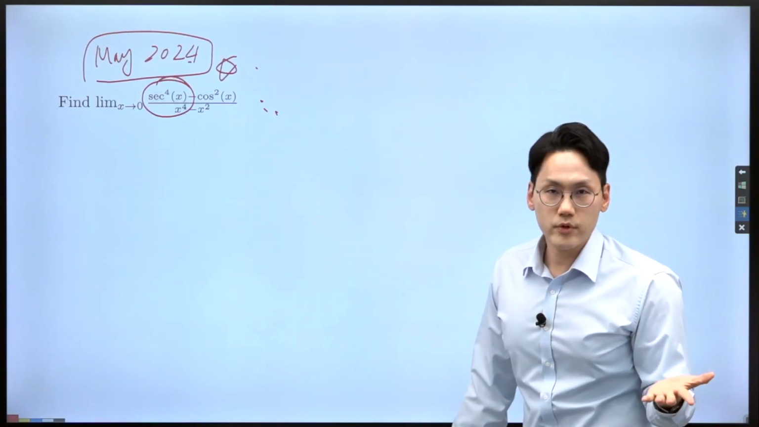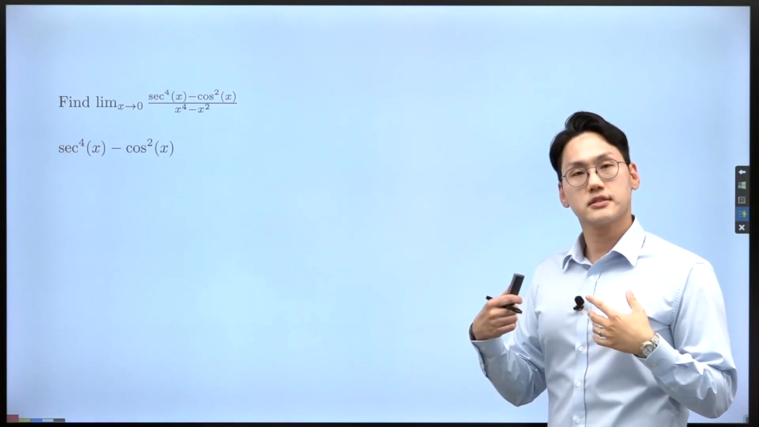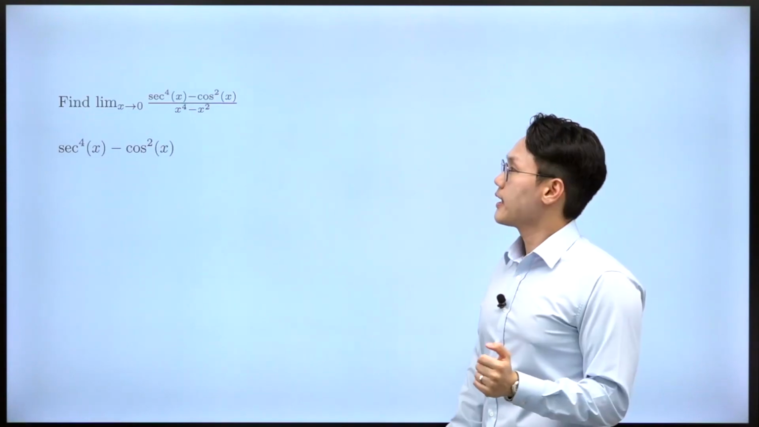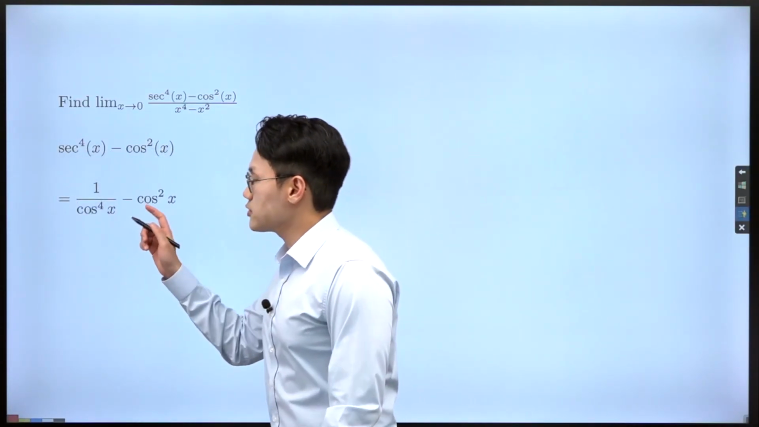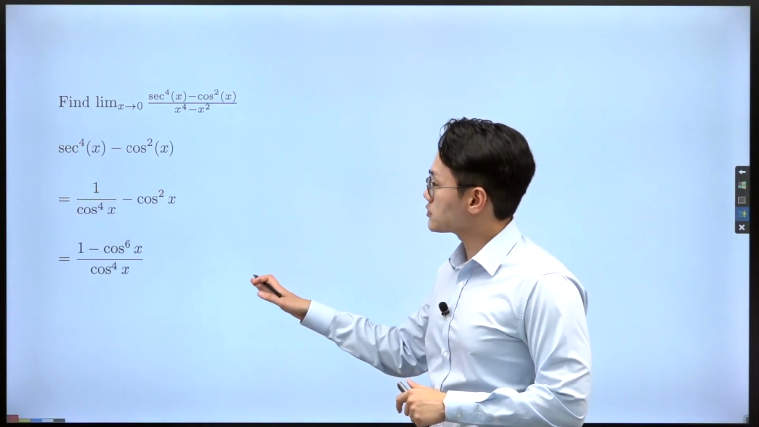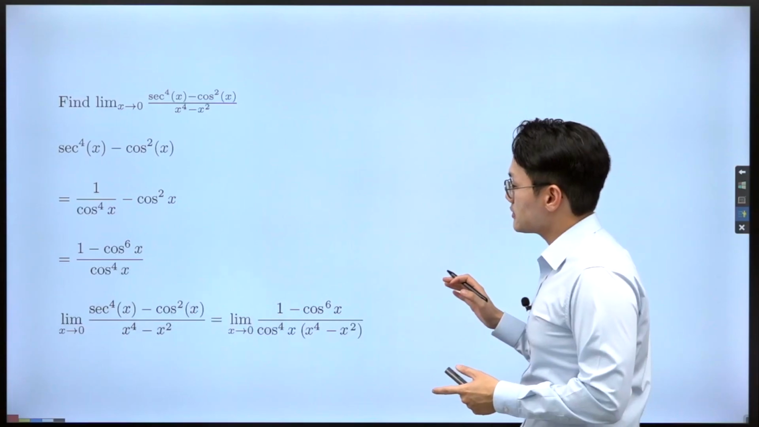You see? But what can we do? Well, I got a bunch of secant and cosine. I don't like it. For trigonometry, I like to stick with one trig ratio, and secant is actually quite easy to convert because it's 1 over cosine. Let's do that. So I got the 1 over cosine to the power 4. No problem. Let's put them in the common denominator, which I'm going to have as cosine to the power 4, just like that.